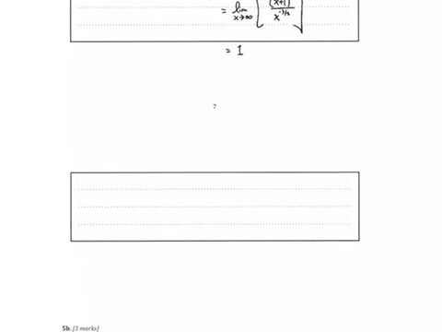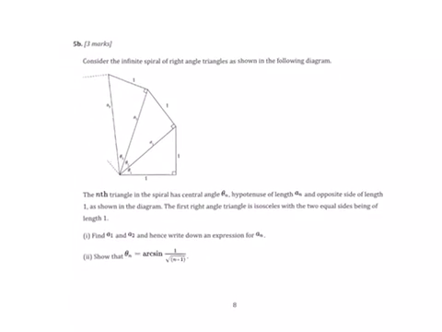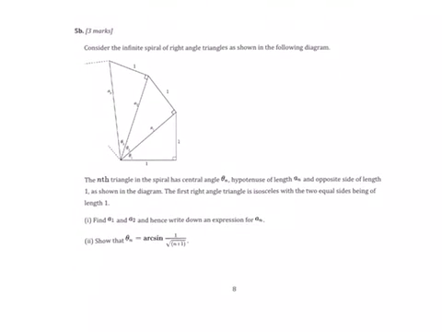So let's go to part B. Ooh, this looks fun. Part B, 3 marks. Okay, 3 marks. Take that with a grain of salt. So when you see an intimidating figure like this, don't be frightened by it. Just consider the information and work through it. Okay, so it says, consider the infinite spiral of right-angled triangles as shown in the diagram below.